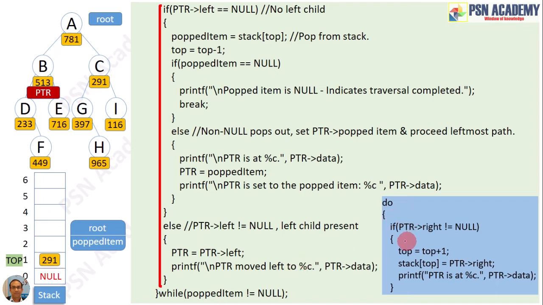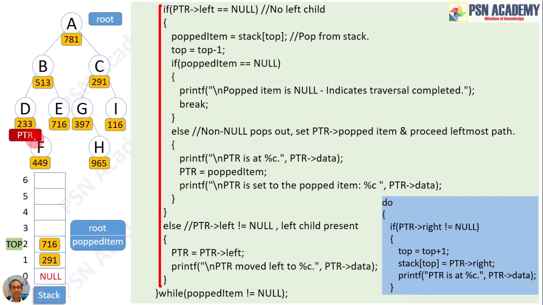And then this do while loop will run because popped item is still set to root, that is not null. So you check PTR right not equal to null. Yes, it's true because PTR's left is having a right child at 716. So you increment top by 1 and store 716. There's a right child of PTR over here. Next you check the left child. Yes, there is a left child. So you come over here to the else part and you set PTR to PTR left. So PTR comes down from 513 to 233.